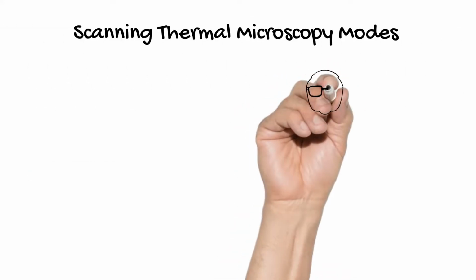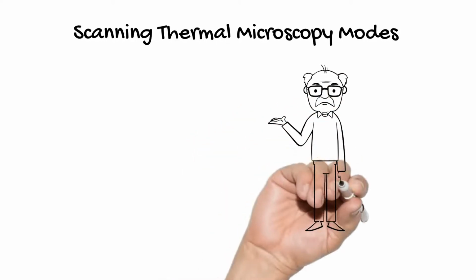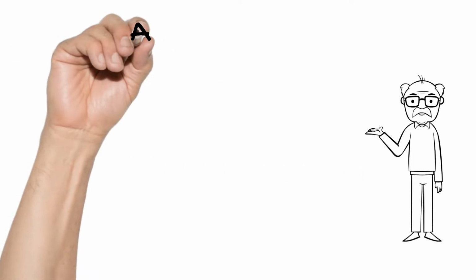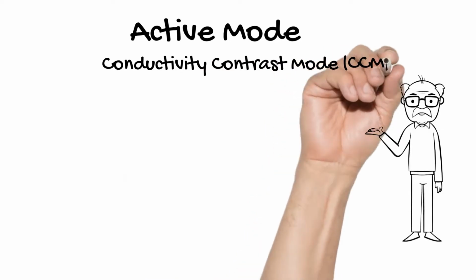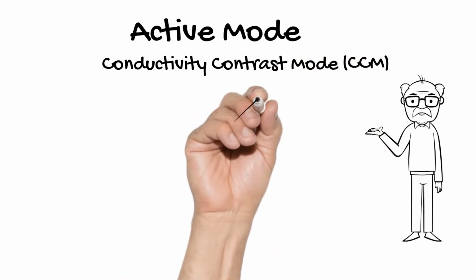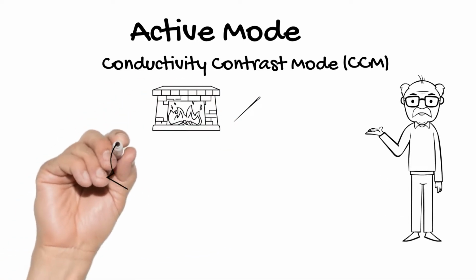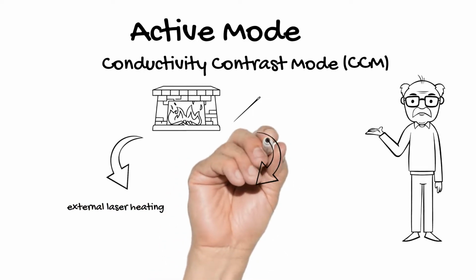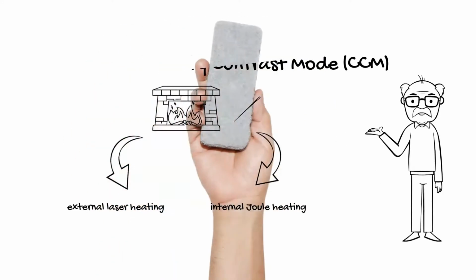The scanning thermal microscope operates in two different modes, an active mode and a passive mode. In the active mode, which is also called conductivity contrast mode, or CCM for short, the probe acts as a local heater. It could be heated either by external laser heating or internal Joule heating. The mode is also divided into constant current or constant temperature mode.